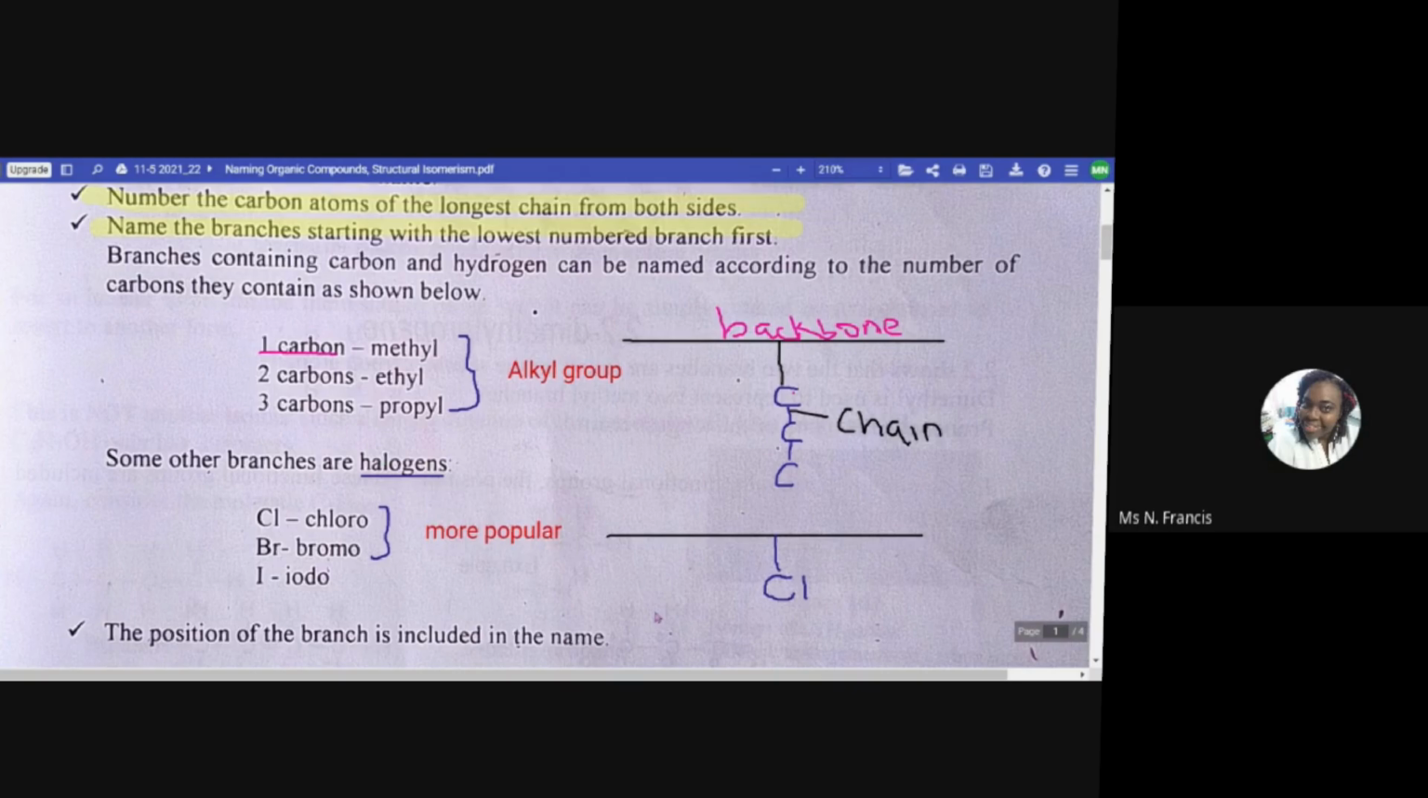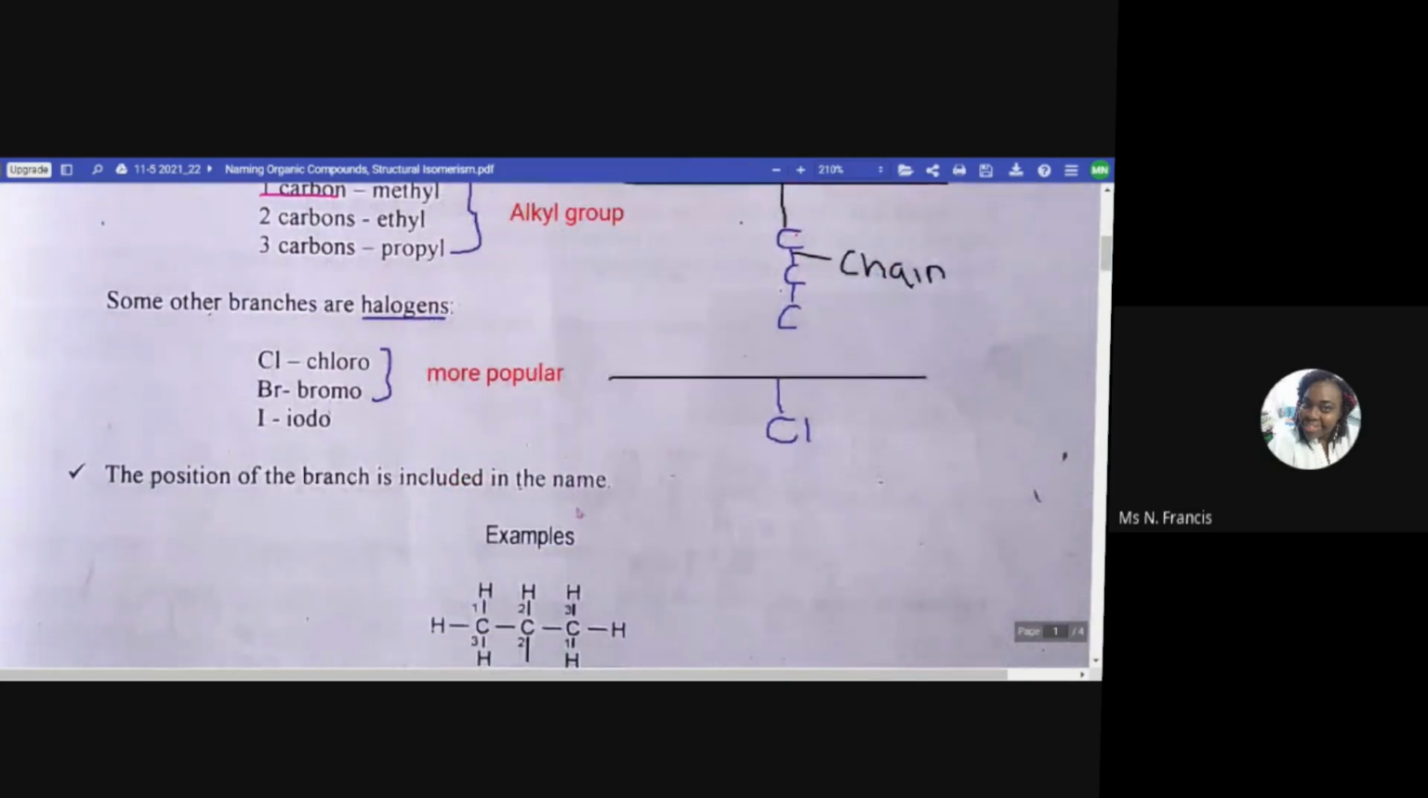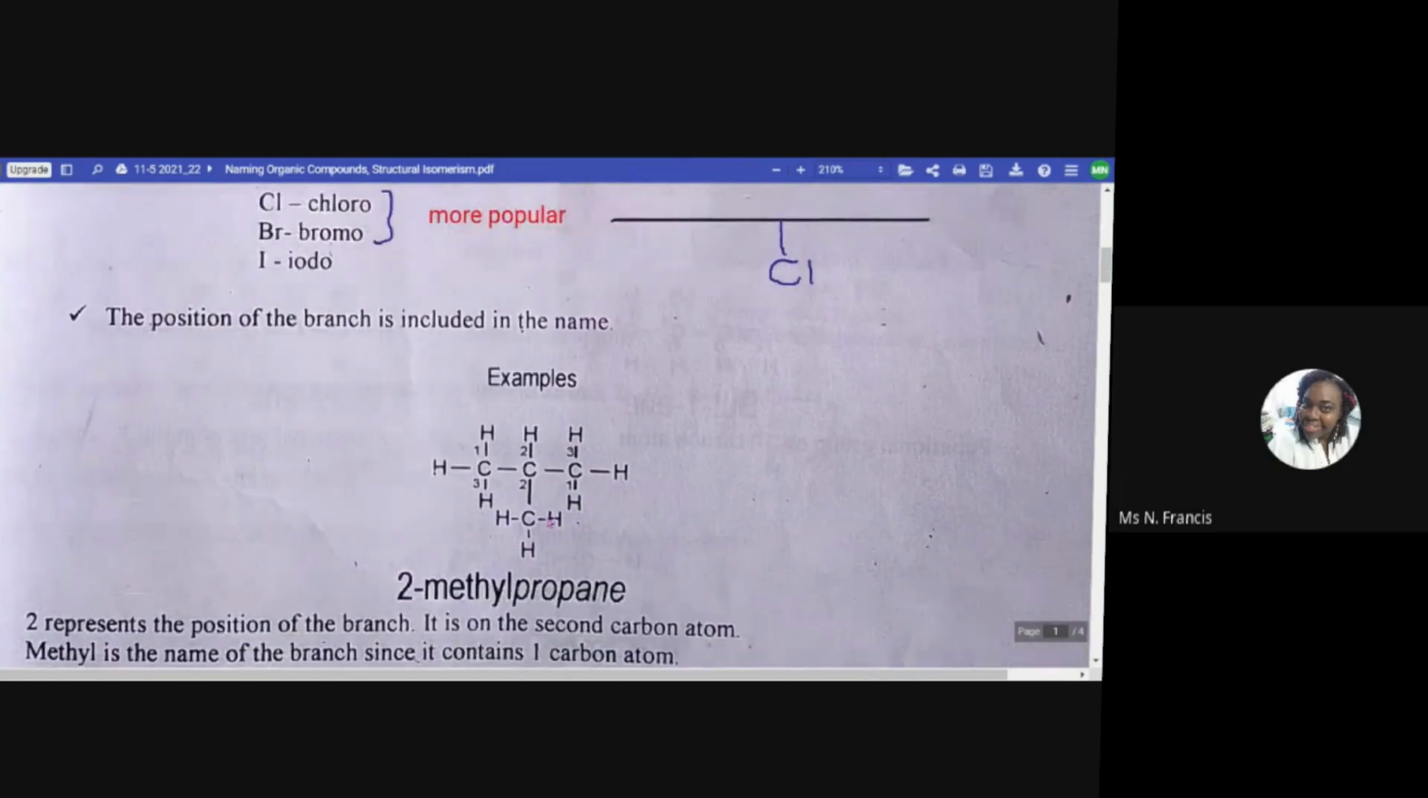So you will get mainly chlorine and bromine. These are the popular ones. All right. Now let's look at an example.